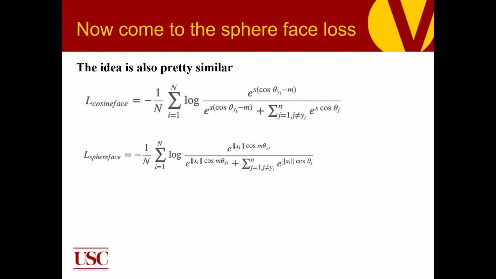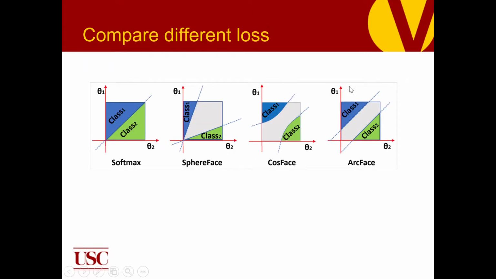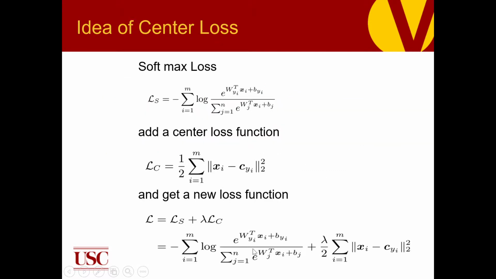So now we can put these loss functions together and see that SphereFace loss, CosFace loss, and ArcFace loss all share the same idea, which is that they enhance the intra-class compactness and also the inter-class discrepancies. We can see this directly from this figure. Now we come to our fourth new loss function, called center loss. The idea is different from the previous three, and now we will introduce the center loss for you.